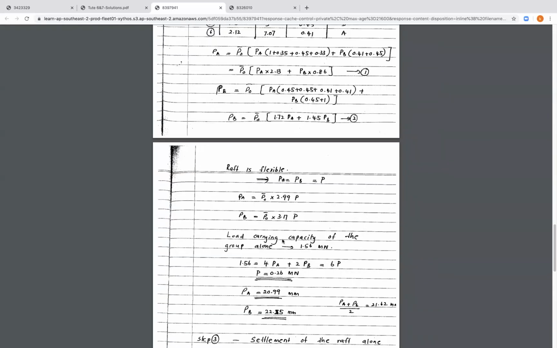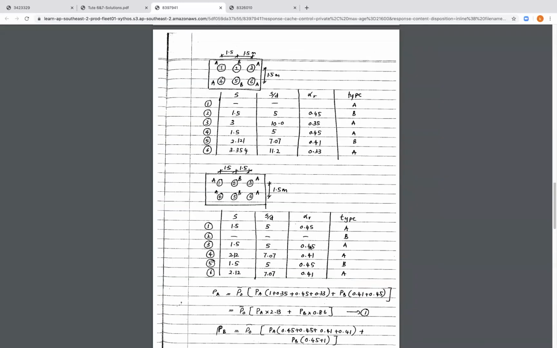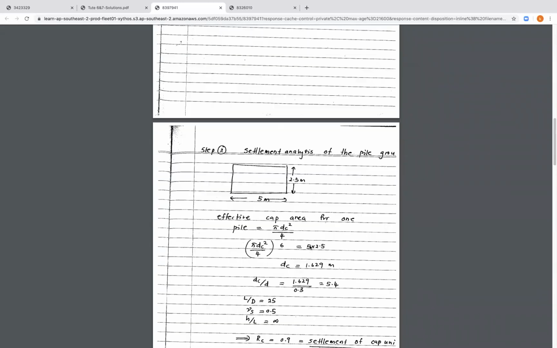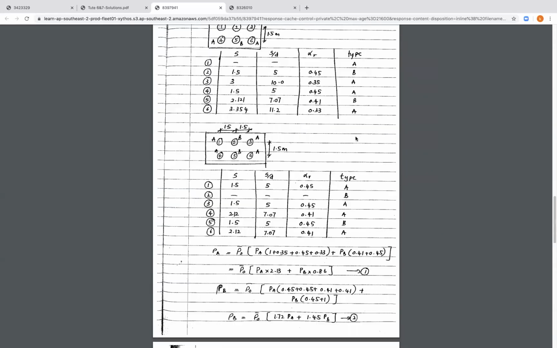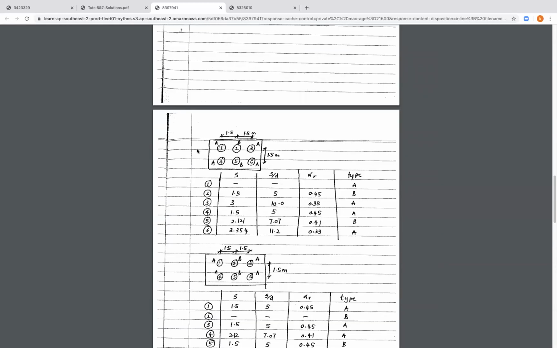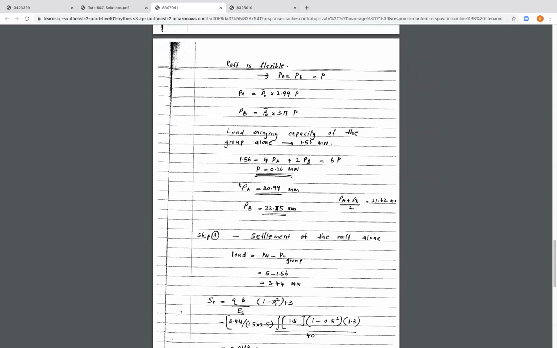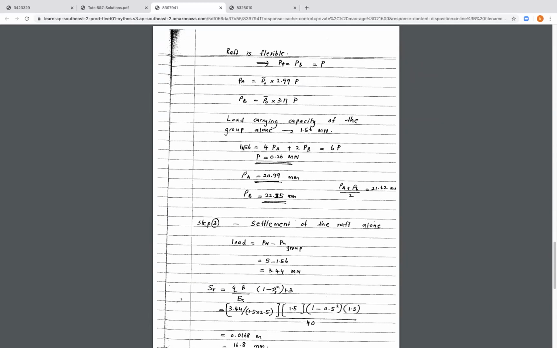And we know that the load carrying capacity of the group alone is 1.56. We have already obtained this value from the calculation here. So 1.56 meganewton is carried by the piles, 6 of which are of type A and 2 of type B. Knowing that, we can find the value of P here.